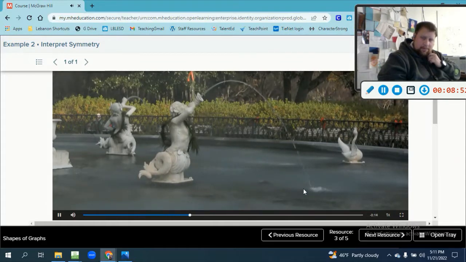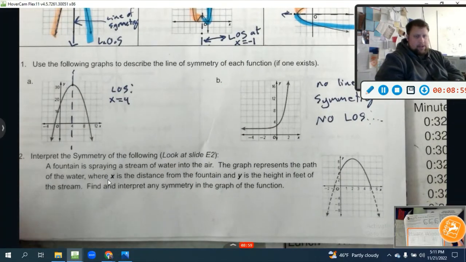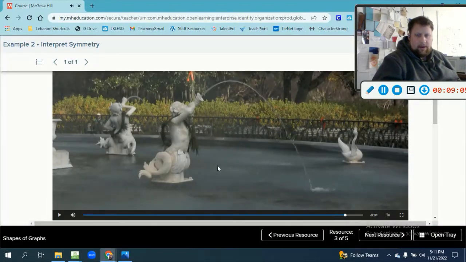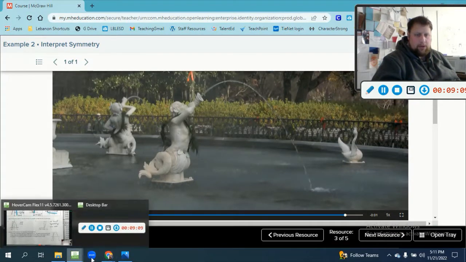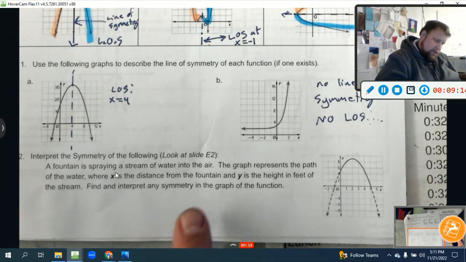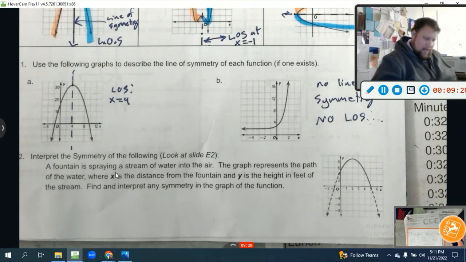All right. So let's go back and look at what we have right here. It says a fountain is spraying a stream of water up into the air. We just saw that. We can still even hear it. You can annoyingly hear it. Boom, let's stop that. See how that looks just like the graph you should be looking at on your paper? Okay. Fountain spraying a stream of water into the air. The graph represents the path of the water, where x is the distance from the fountain, and y is the height in feet of the stream.